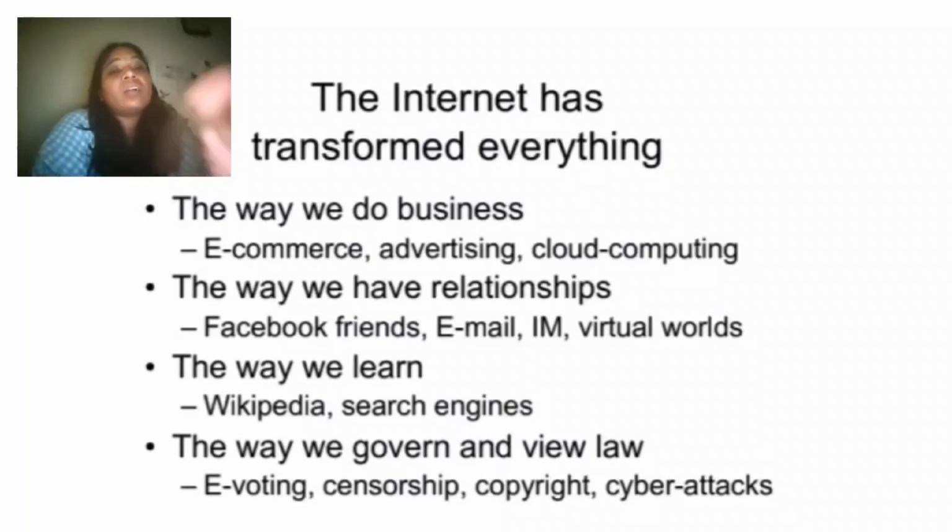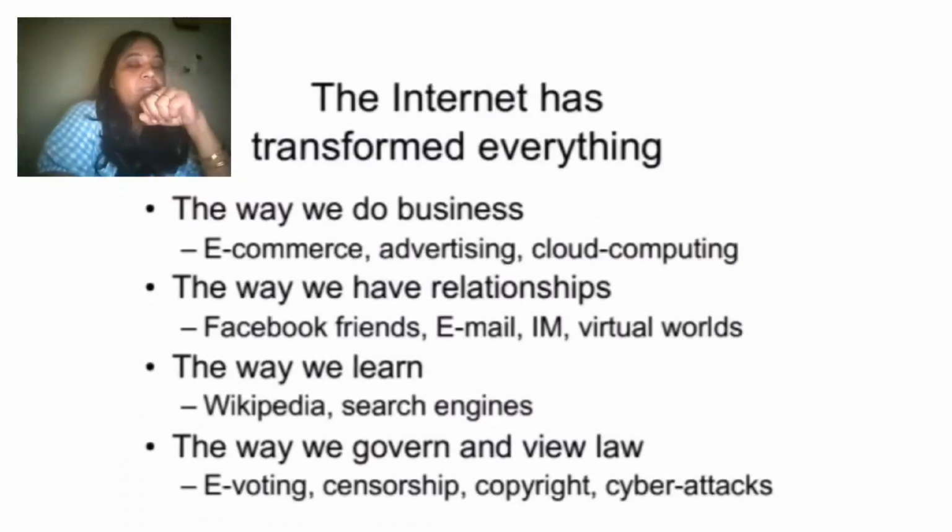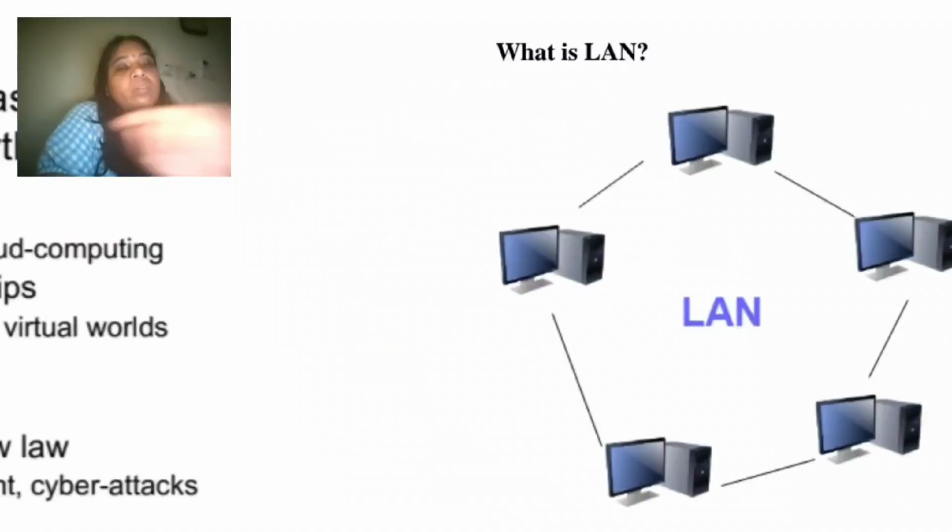And the next one is the way we govern and view law. All the government sites and private sectors are using a lot of domains, applications, and websites. So e-voting, everything is done online. E-admission, electronic admission, and copyrights, we are getting copyrights. And for cyber attacks and hacking of your information, we get cyber security from that person or that organization. So all of this is possible by using the internet. This is the major advantage of this network.